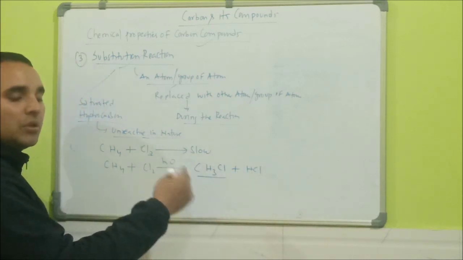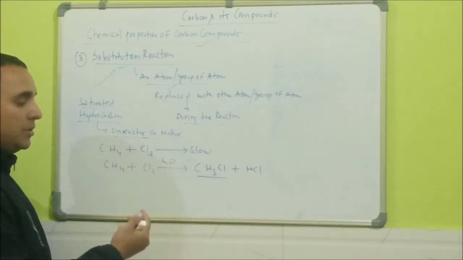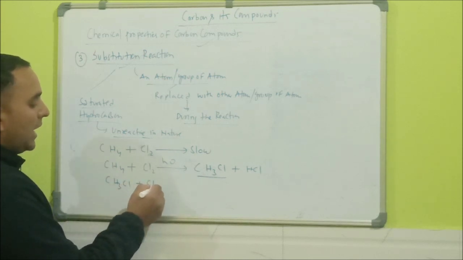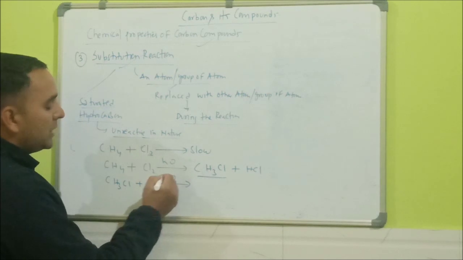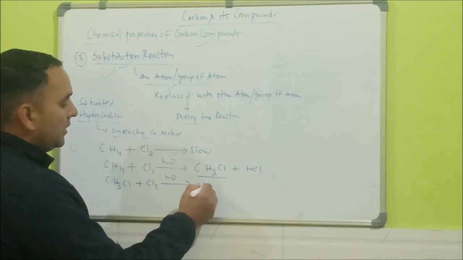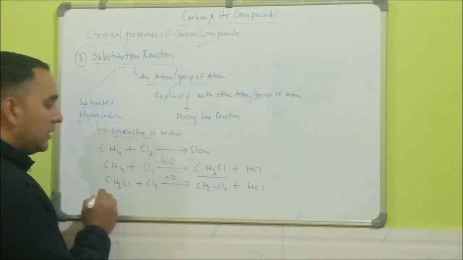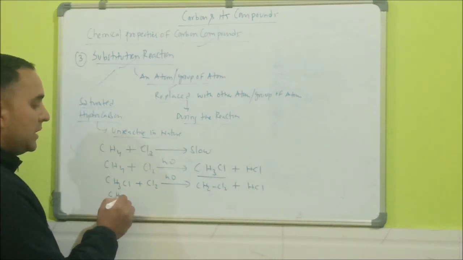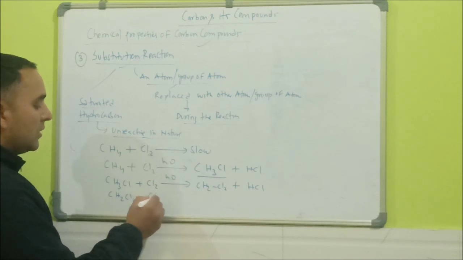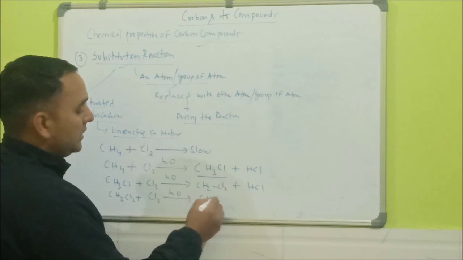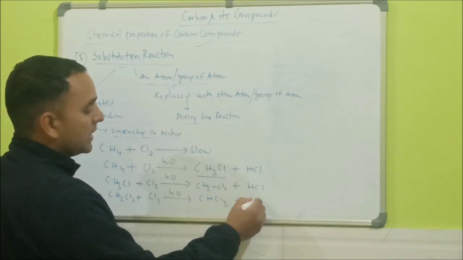The reaction will show the chain formation. So then CH3Cl is further treated with excess chlorine in the presence of sunlight, it forms CH2Cl2 plus HCl. Further reaction will take place. It will be CH2Cl2 plus chlorine. In presence of sunlight, it forms CHCl3 plus HCl.